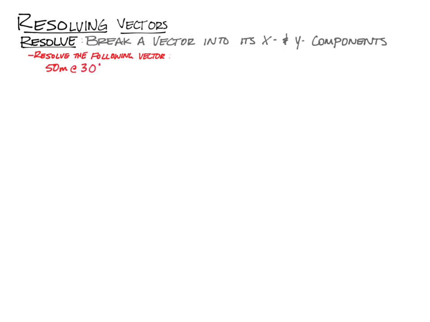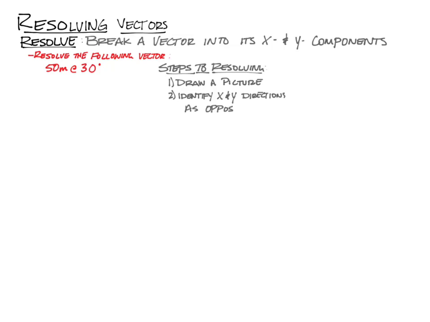So, the first thing that I like to do anytime I get a vector, even though we're not doing the graphical method, here are the steps that I usually go through when I resolve a single vector. One, I draw a picture. Super helpful. Lets you see where things are. Two, I identify the x and y directions as opposite or adjacent to the angle that we're given. And three, I'll use sine and cosine to find the magnitude of the x and y components.